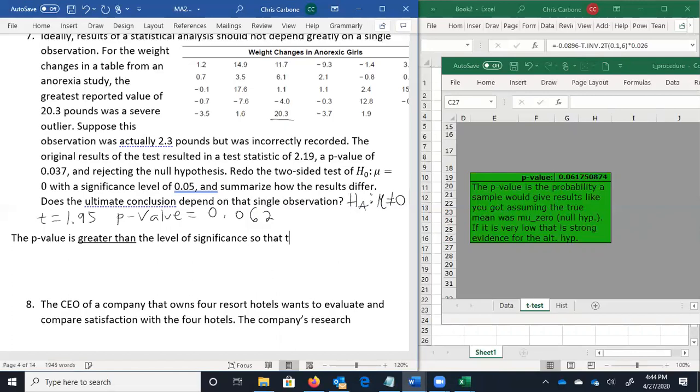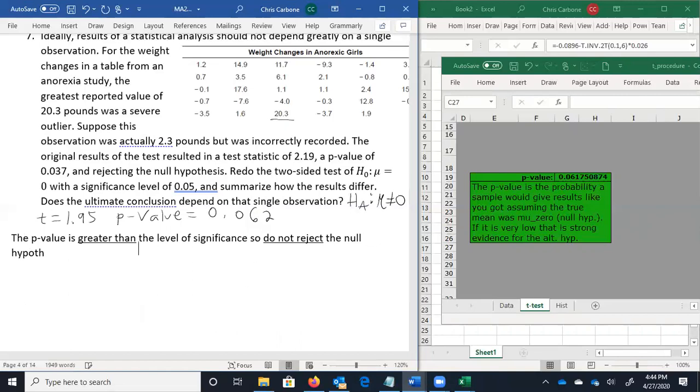So that the p-value is greater than the level of significance, so do not reject the null hypothesis. There is not significant evidence that the population mean is not equal to 0. That's the overall conclusion, not the secondary conclusion.